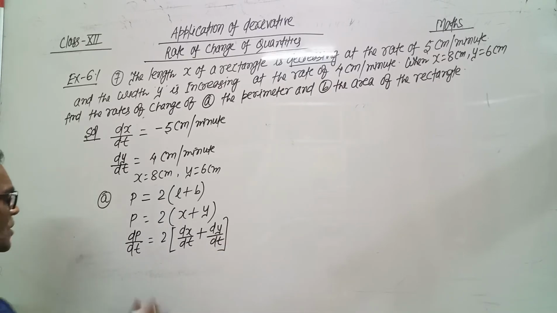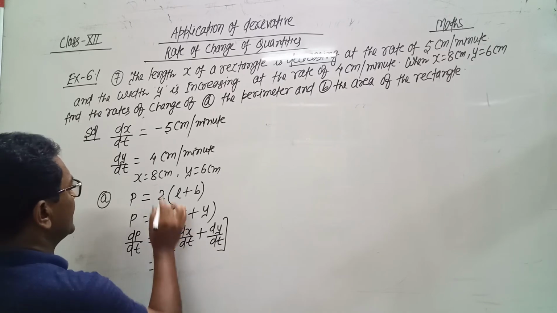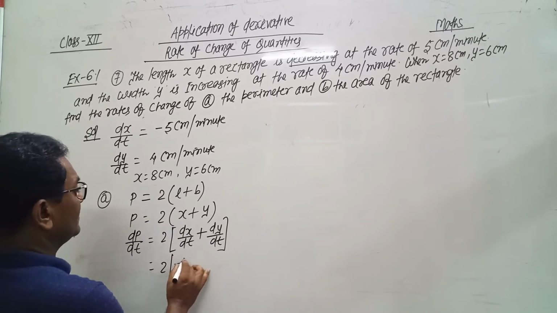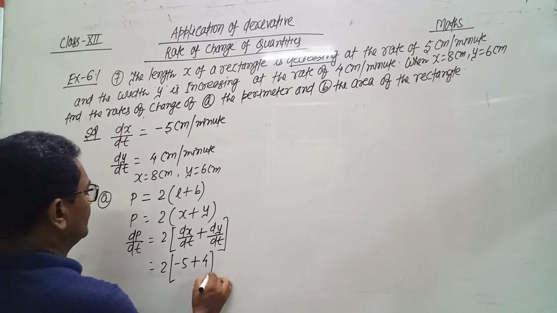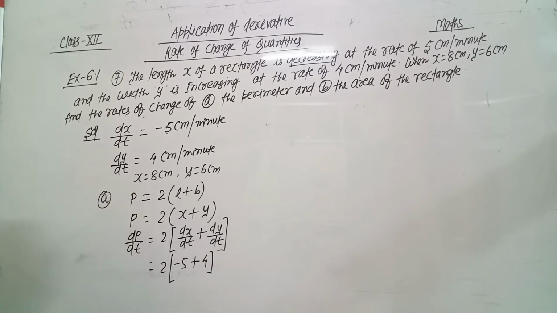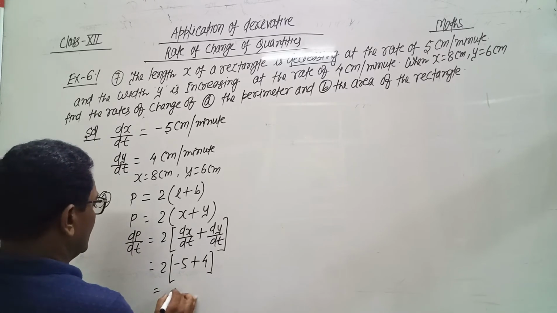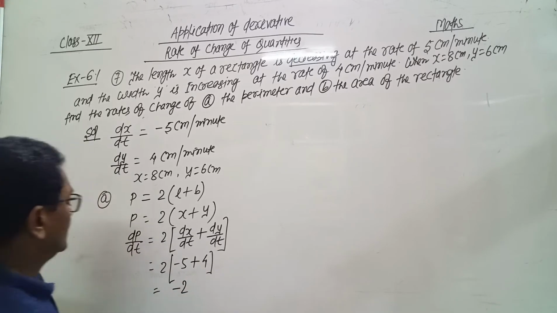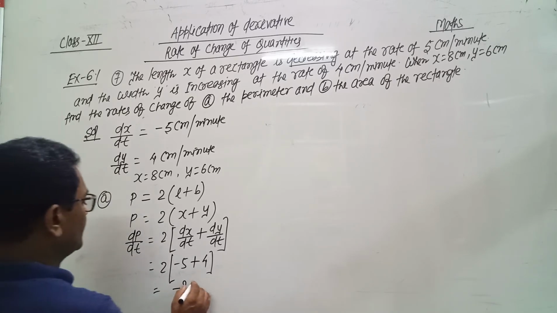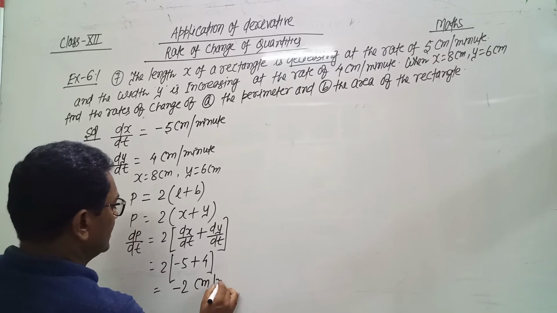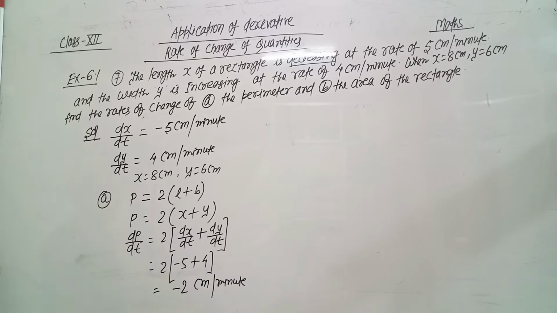Now put the values: dx by dt is minus 5 and dy by dt is plus 4. So we get minus 5 plus 4. This is minus 1, and 2 into minus 1 is minus 2. And the unit is centimeter per minute. This is the change in perimeter.